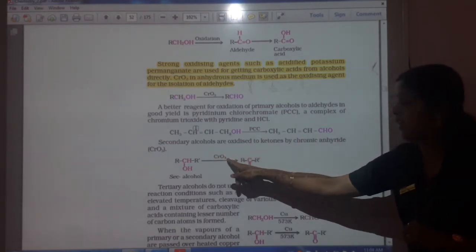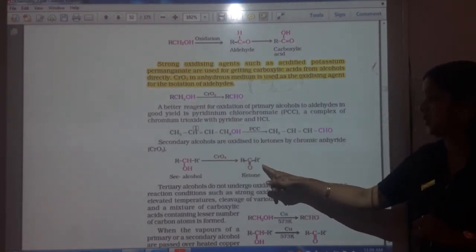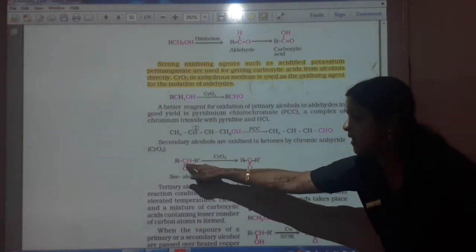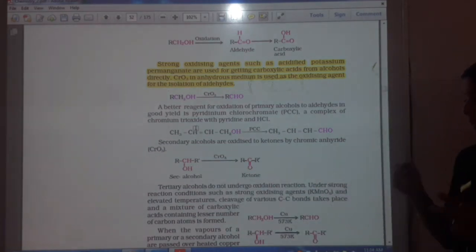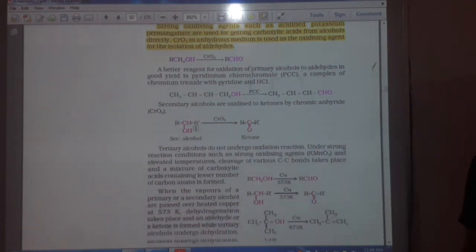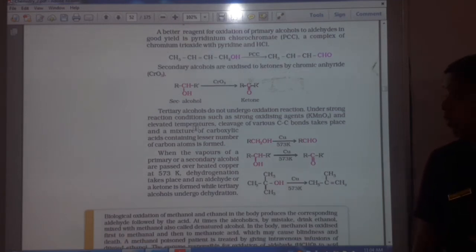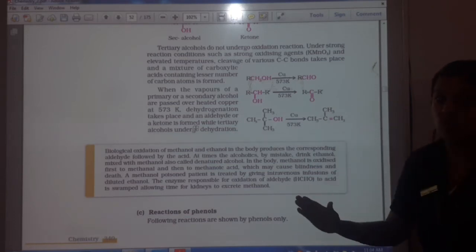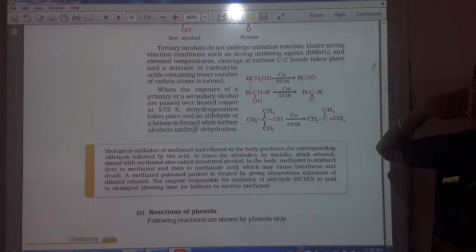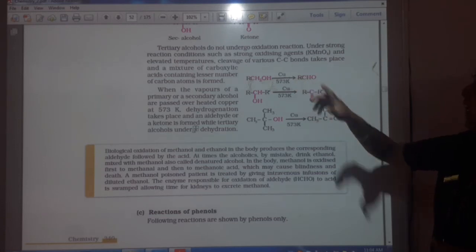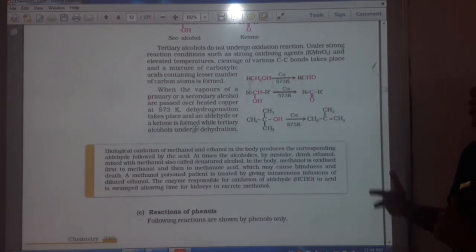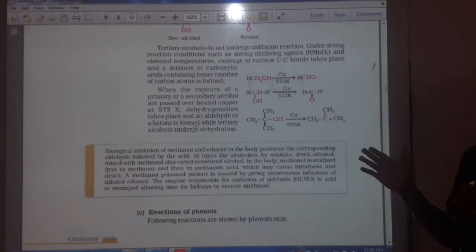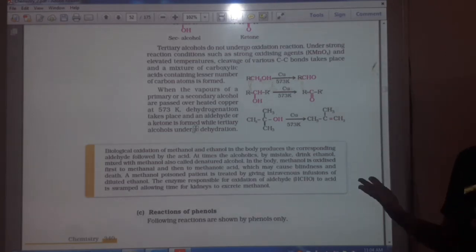Secondary alcohol, when you treat with a strong oxidizing agent, you get a ketone. How do we say it is secondary? The OH carrying carbon is attached to two alkyl groups. So primary is giving aldehyde, secondary is giving a ketone. What will happen to tertiary? Tertiary alcohols will never undergo oxidation. But under strong conditions like KMnO4, and when you use different temperatures or in the presence of copper or other compounds, it undergoes a slight cleavage with a lesser number of carbons in the carboxylic acid.